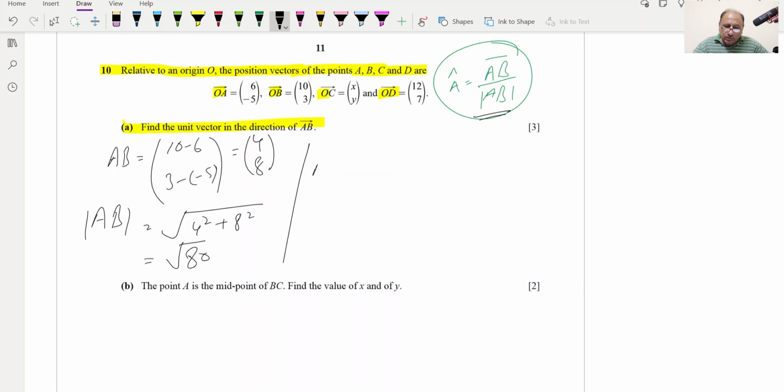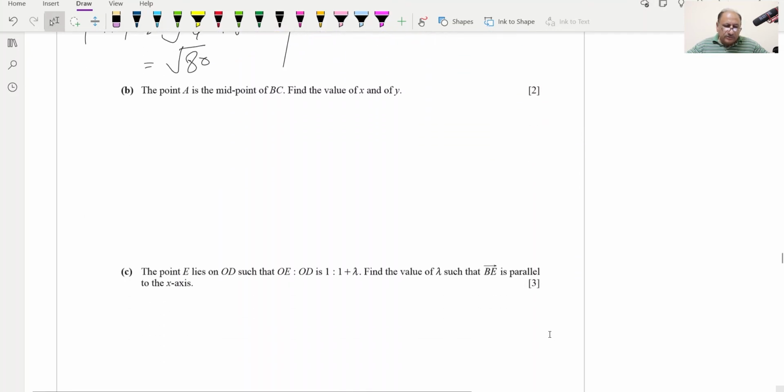So the unit vector will be equal to the AB vector, which is (4, 8), divided by the AB magnitude, so 1 over root 80 times (4, 8), and this will basically be the final result. This is a 3 marks question.